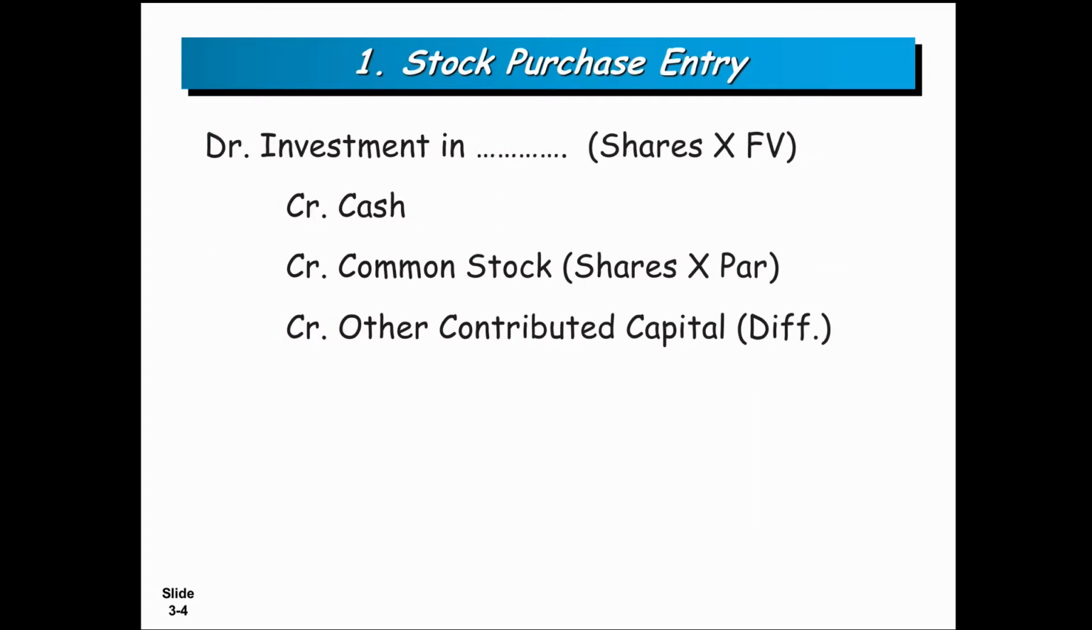First is the stock purchase entry. When a parent company is buying shares of a subsidiary company, we debit investment in subsidiary company, and here we take the number of shares, multiply them by the fair value, and then we credit cash, common stock by the shares times par value, and then credit other contributed capital, which is the difference between the fair value of the share and the par value.